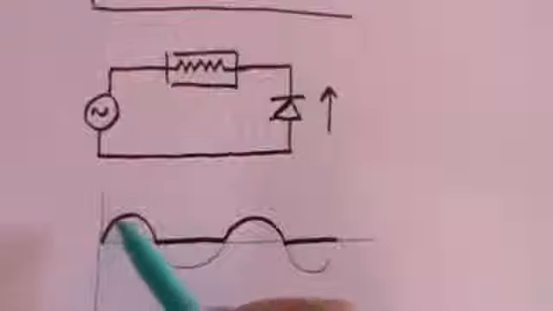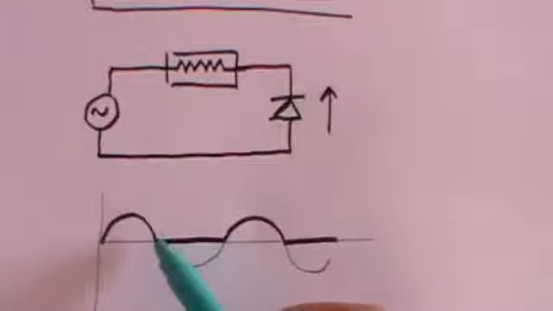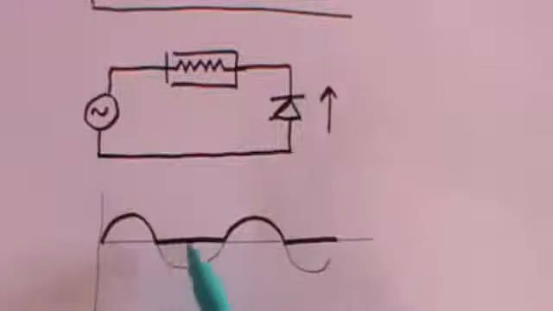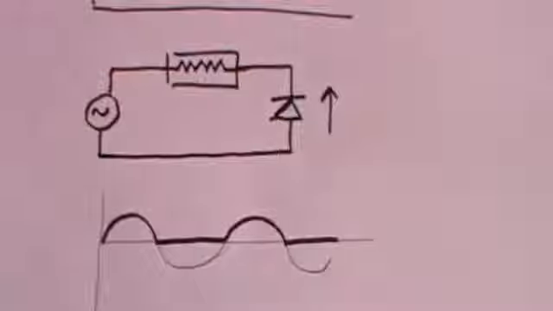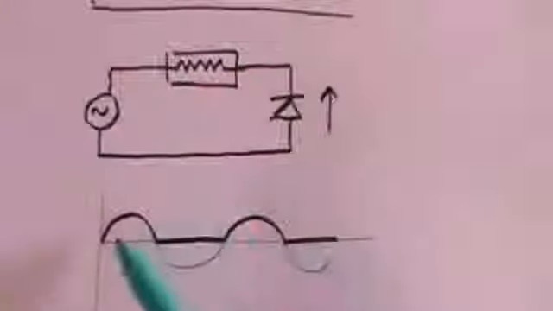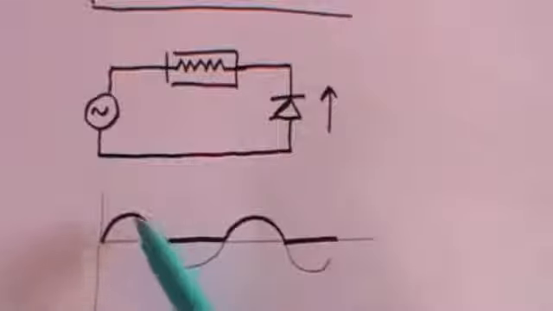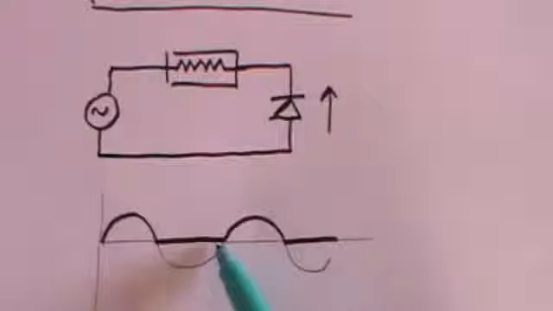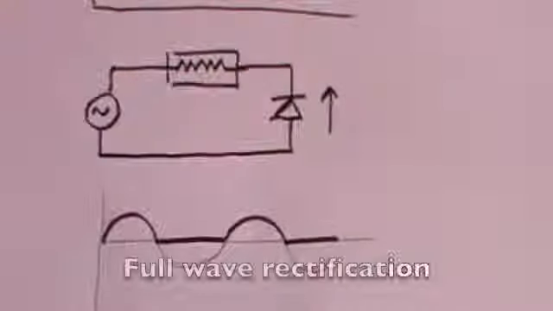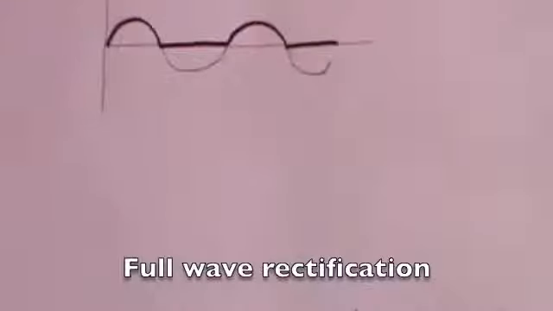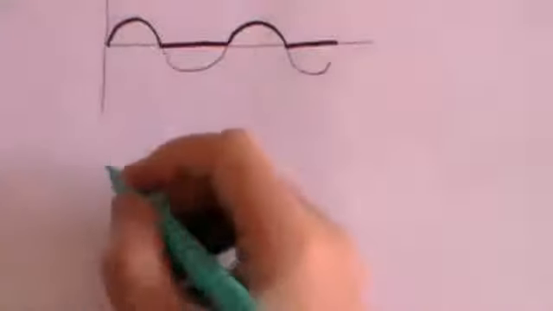You've got a variation from 0 to maximum back down to 0, and then half the time, no current at all. And then the process repeats. Well, that's better than nothing. At least you haven't got any current flowing in the opposite direction, but you've still got a massive variation in voltage here, and then half the time, actually no voltage at all. So that's not ideal. Well, we can solve that problem to some extent by using what's called a bridge rectifier.